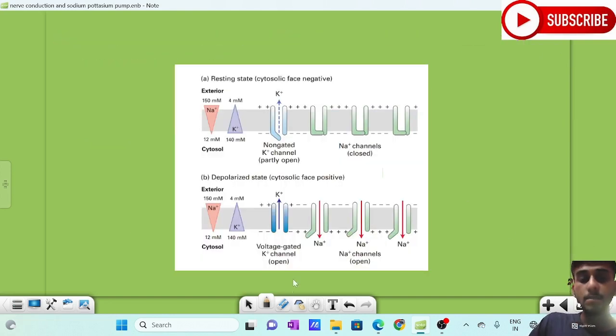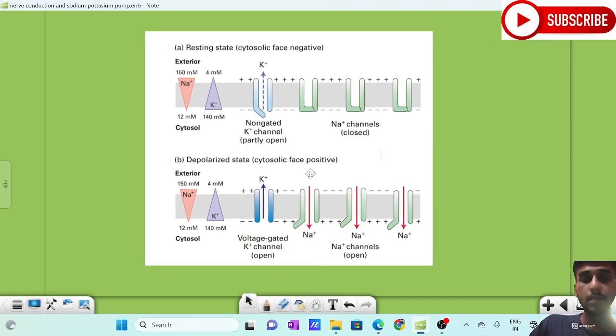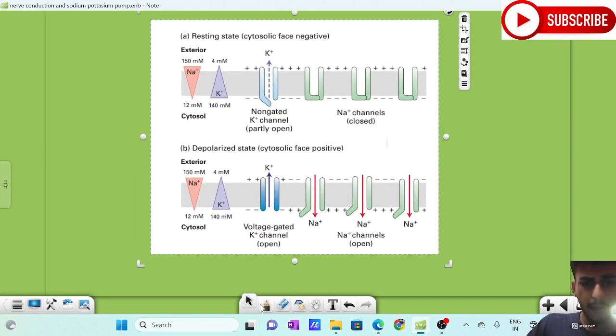So let us go. Now we are coming to the end of these 2 lectures. So what happens in a resting cell? I said that in a resting cell, the inside will be negative and the outside will be positive. So this is the plasma membrane. Inside will be negative, negative charge. And outside it will be positive.